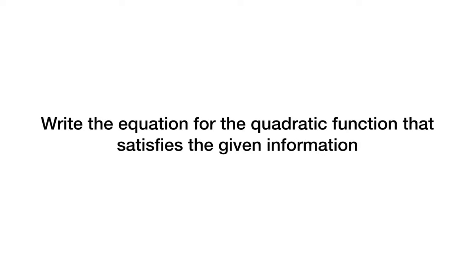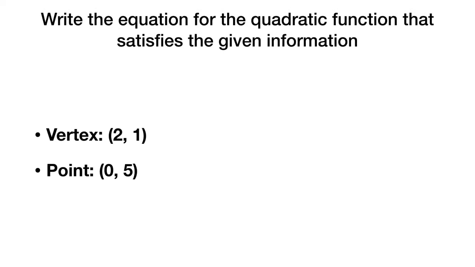So now what we're going to do is write the equation for the quadratic function that satisfies the given information. So let's look at this and decide which version we're going to want to do. So here's our first problem. We have a vertex and a point. Now since we only have 2 points and one of those points is a vertex, that means we will be using vertex form.